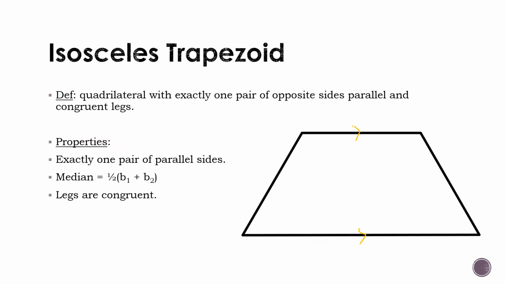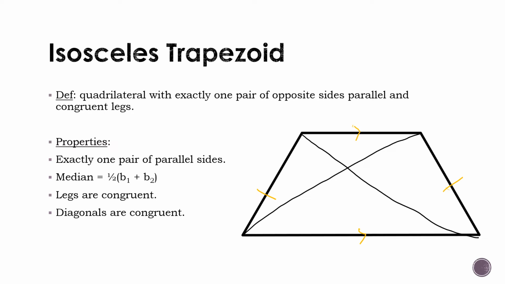Since it's isosceles, we know that the legs are going to be congruent. Okay. We also know that those diagonals, if I were to draw in the diagonals here, so draw them in, sorry if they're not perfect here for you. Oops, those diagonals then are also going to be congruent.